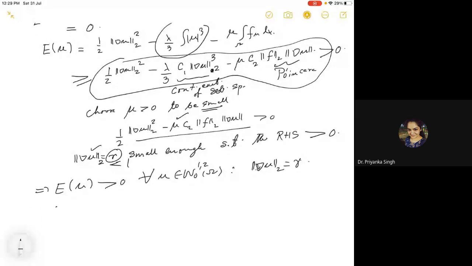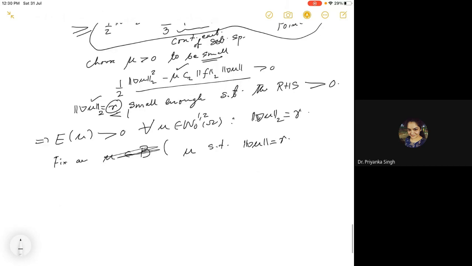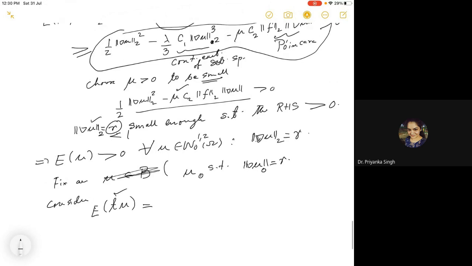Now, fix a u such that the norm of the gradient of u is equal to r, any such u. Let me give a name to this u, u naught. And consider E of tu. So what do you get? t is a positive real number.